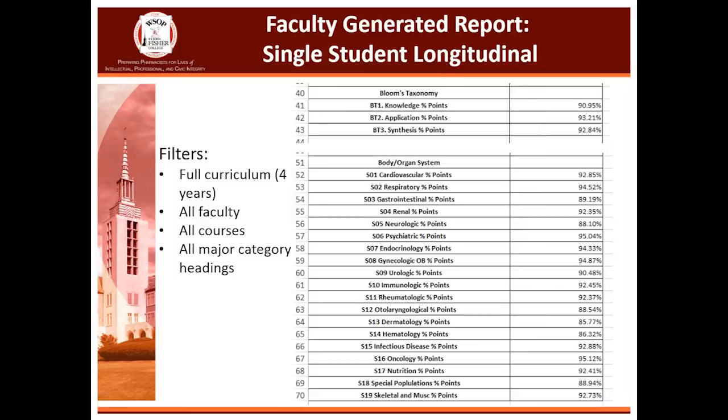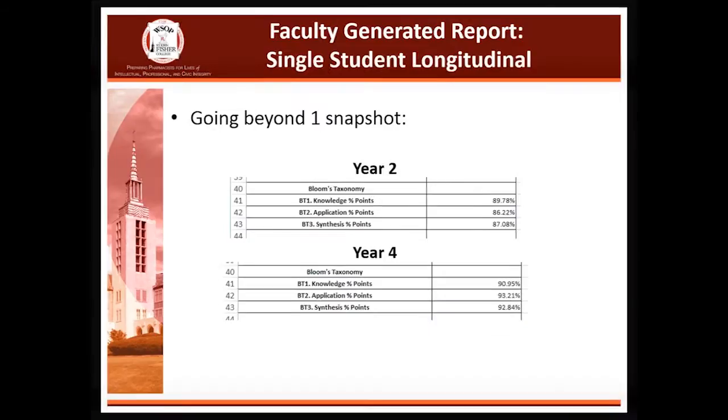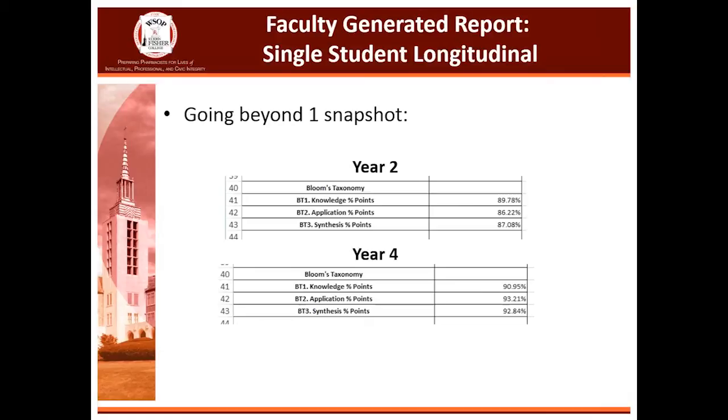What are some of the other things that we can do with this faculty-generated report? Well, going beyond that single snapshot of the full curriculum, this one student was interested in comparing how well they did in Bloom's taxonomy when they were early second-year students. They recognized that they weren't quite where they wanted to be at the beginning of year 2 and wanted to improve. So they looked at this information and reflected on it. We made a plan of how he could practice the higher level thinking, the application and synthesis level questions.